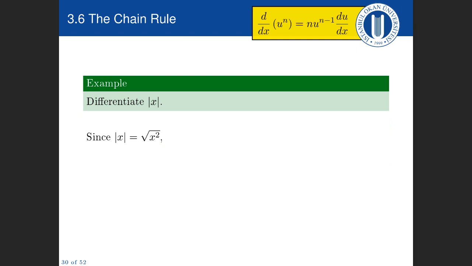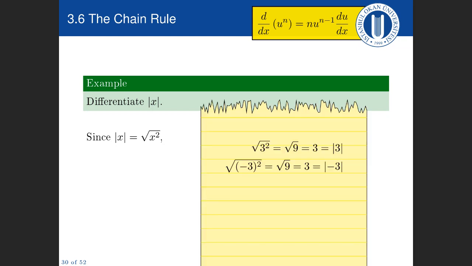Differentiate the absolute value of x. So I'm starting by saying, since the absolute value of x is the square root of x squared, let me justify that. If x is 3, we get square root of 3 squared, square root of 9, which is 3, which is the same as the absolute value of 3.